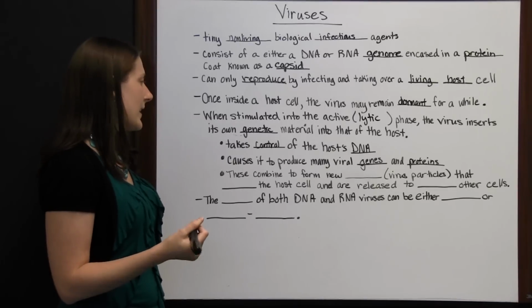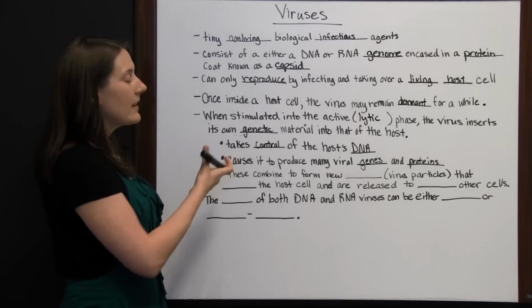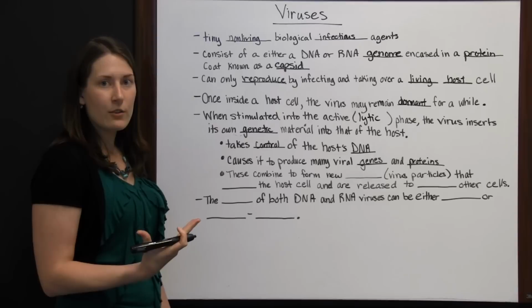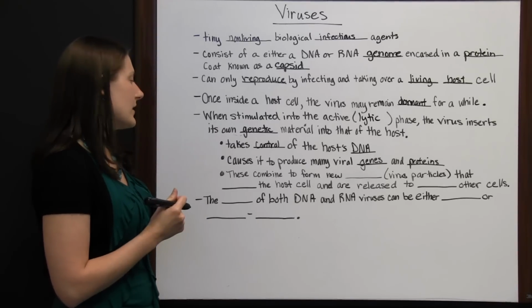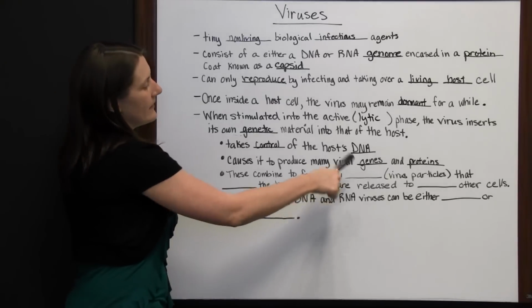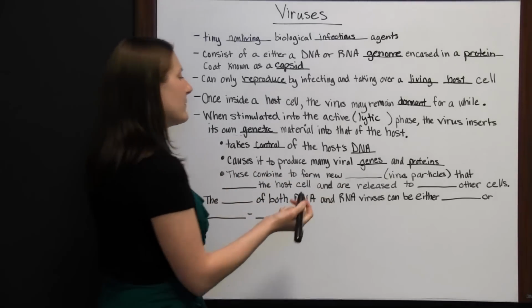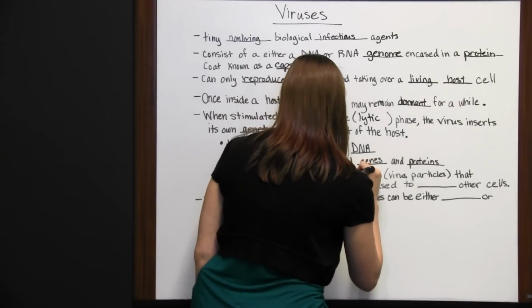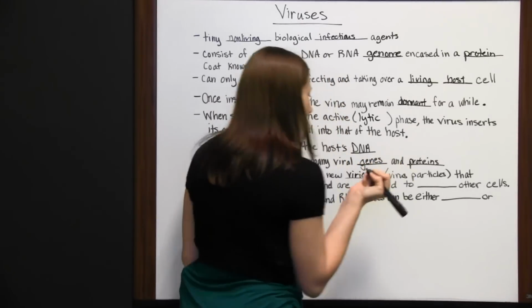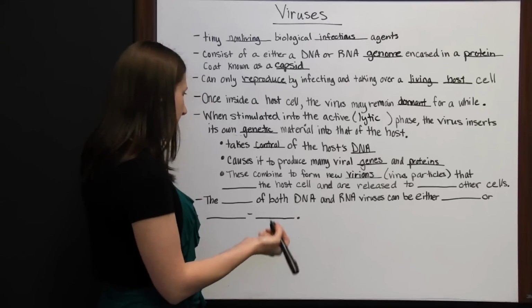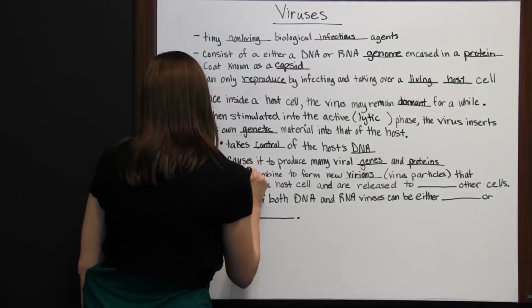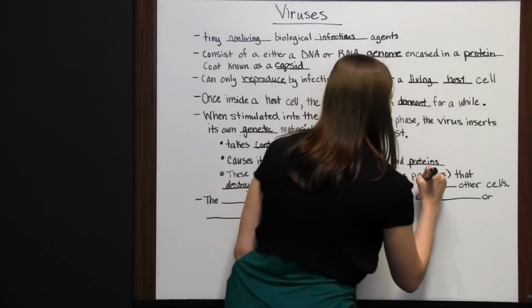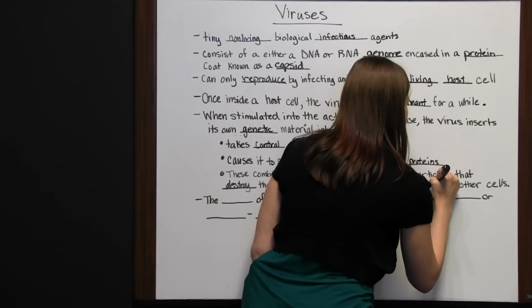And the ones that this cell is making are going to be new viral proteins and genes instead of the normal cell's genes and proteins. And then all of these viral genes and proteins combine to form new virions or virus particles that destroy the host cell and are released to infect other cells.